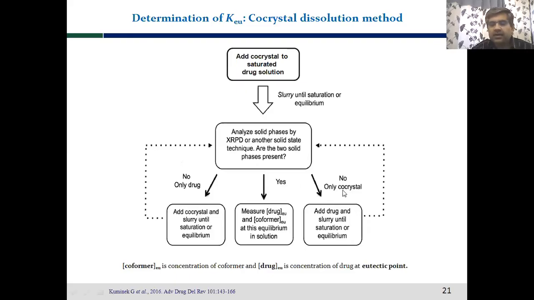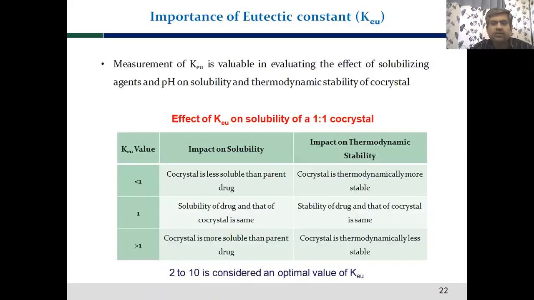And in the other scenario, if there is only the co-crystal, then you add the drug and slurry until you get the equilibration. So coformer EU is the concentration of the coformer, and drug EU is the concentration of the drug at the eutectic point. So once you have the K eutectic value for the co-crystal, it gives you a very important piece of information, which is shown in this particular slide.